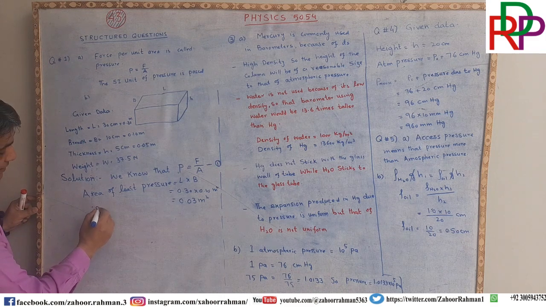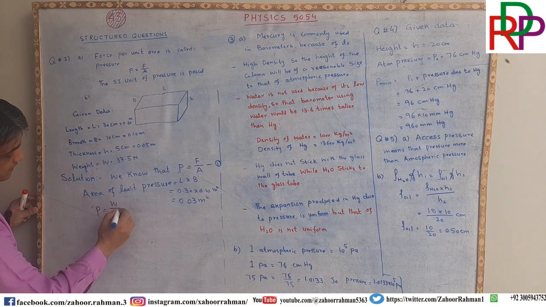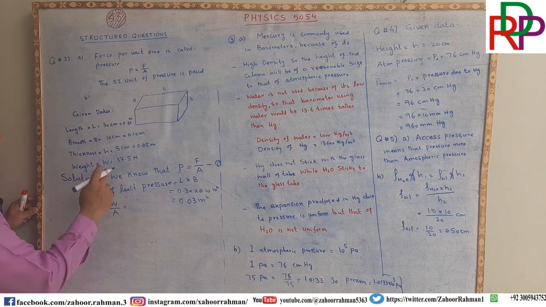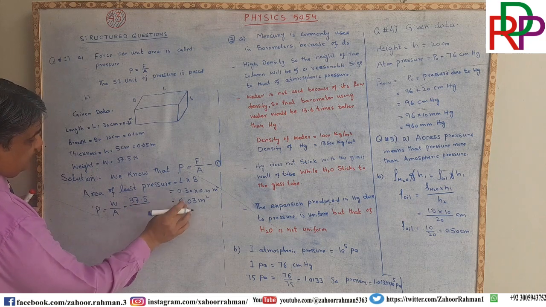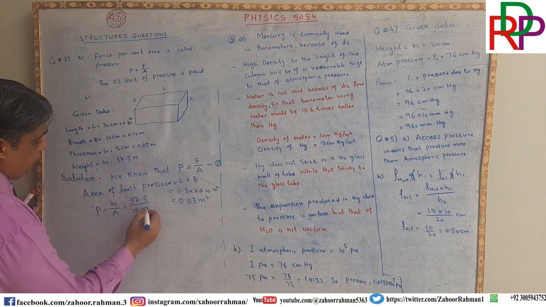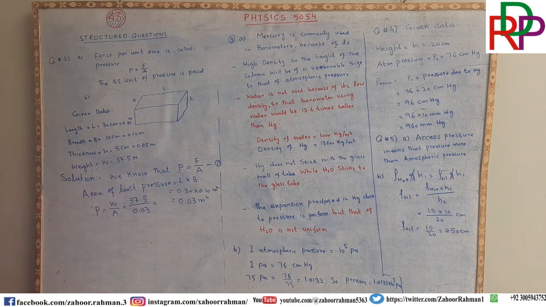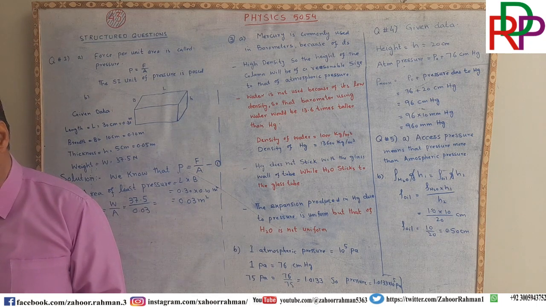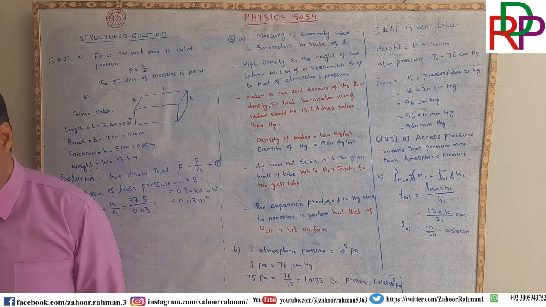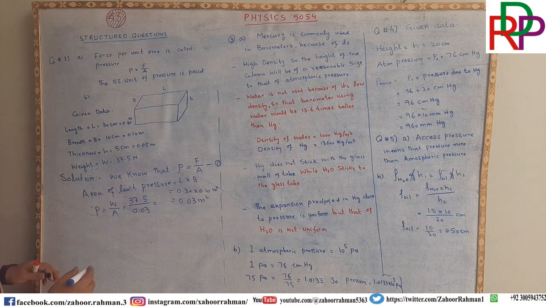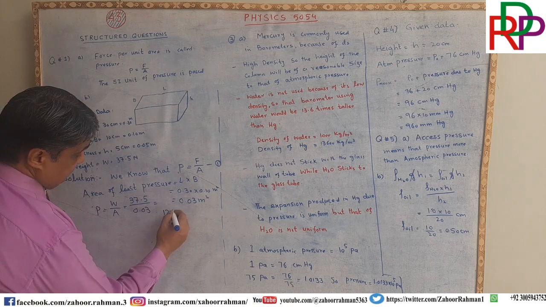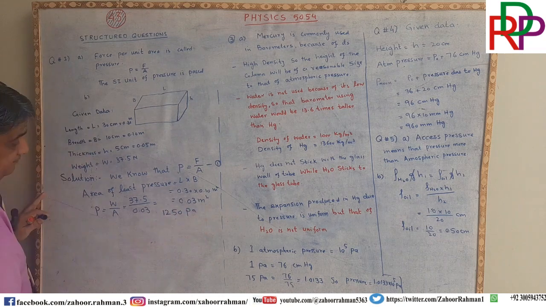Now P is equal to W divided by A, where W is given as 37.5 Newton, and we found the area 0.03, and when we divide 37.5 by 0.03, we will get 1250 Pascal. That will be the least pressure exerted on the top of the table by the rectangular block.